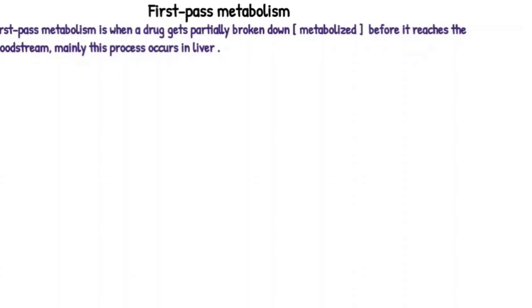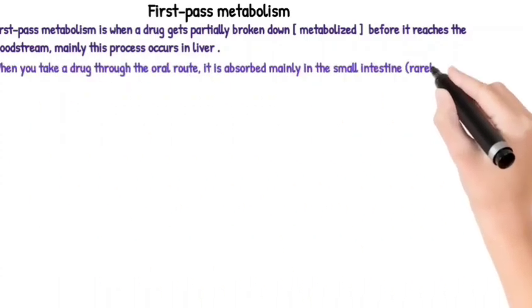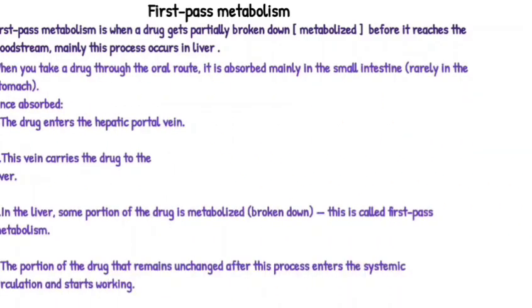When you take a drug through the oral route, it is absorbed mainly in the small intestine, rarely in the stomach. Once absorbed, 1. The drug enters the hepatic portal vein. 2. This vein carries the drug to the liver. 3. In the liver, some portion of the drug is metabolized, broken down. This is called first-pass metabolism. 4. The portion of the drug that remains unchanged after this process enters the systemic circulation and starts working.